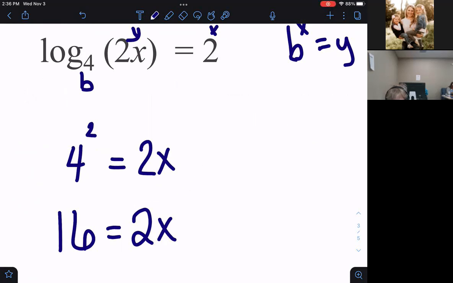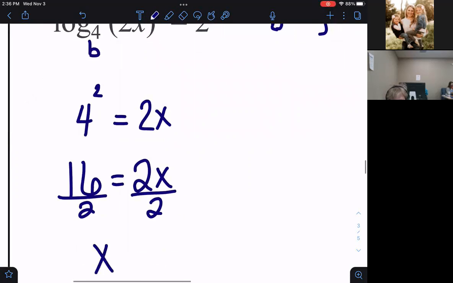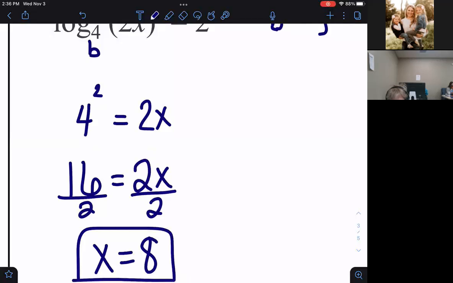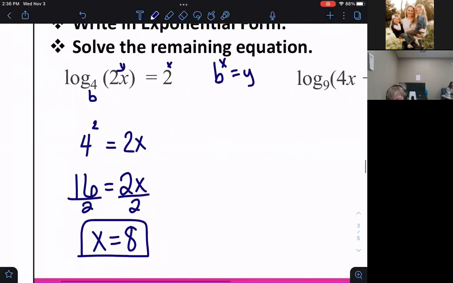In order to solve this, I'm going to divide both sides by 2, and x equals 8. And that would be it. So we only got one answer. There's no real reason to check that one. So we're going to leave it as x equals 8.